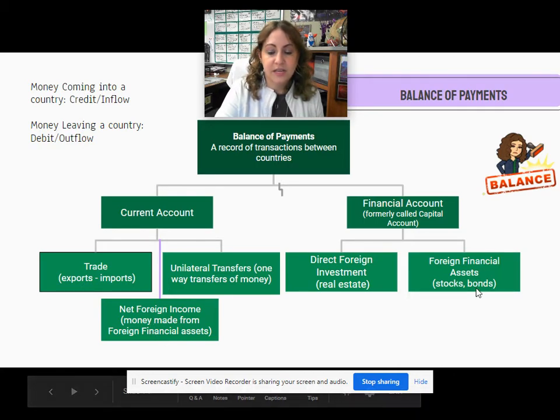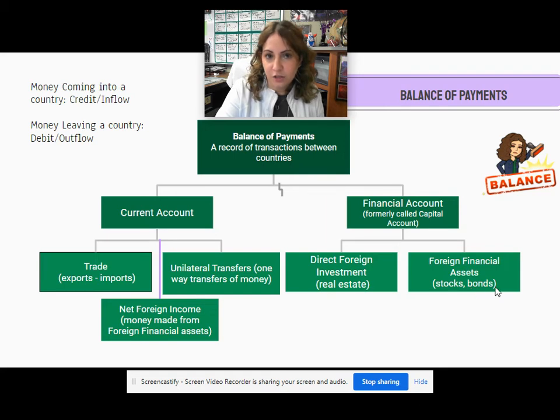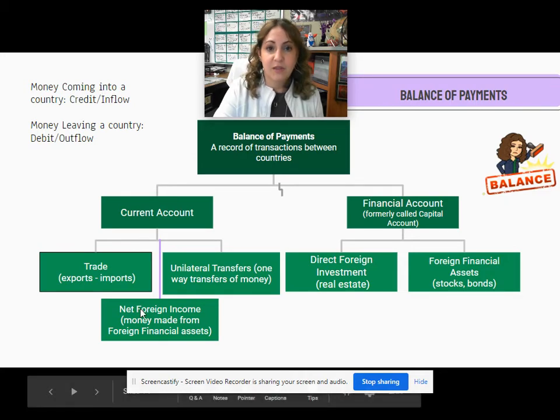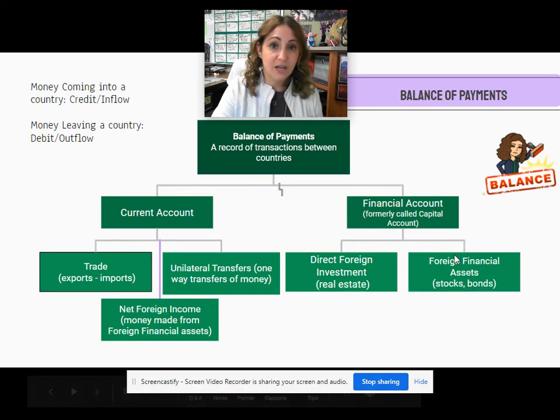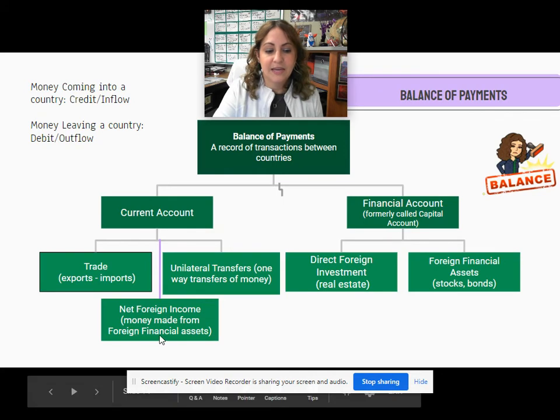So let's say that you buy a bond for $100 and it has 10% interest. So the $100 bond is going to be in the foreign financial asset. It's going to be in the financial account, but that $10 of interest, well, that's going to be in the current account. So the investment itself is in the financial account, but any profit made on top of that is going to be in the current account.